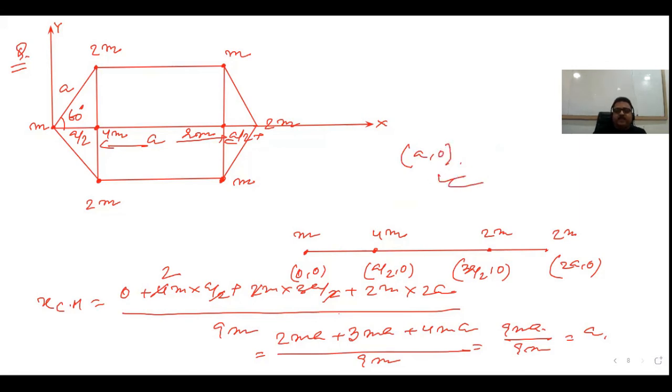Okay. So these are the problems. In the next lecture, I am going to tell you how to find out the location of center of mass of rigid bodies.